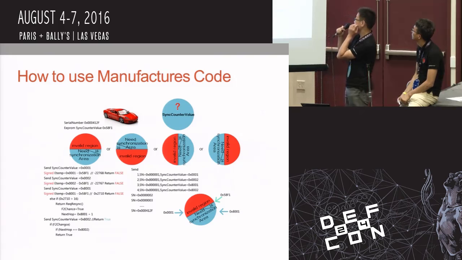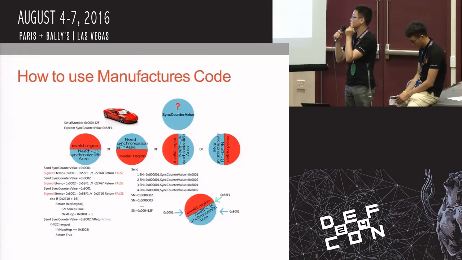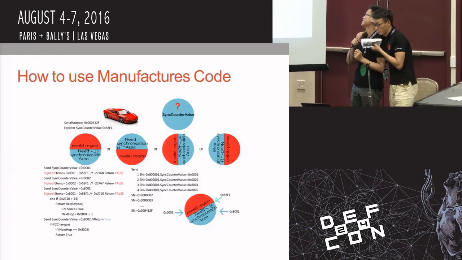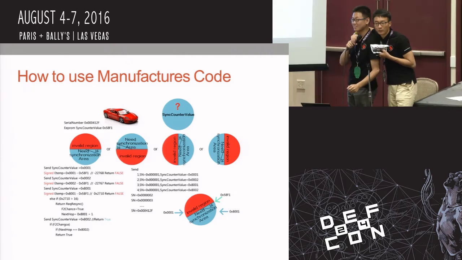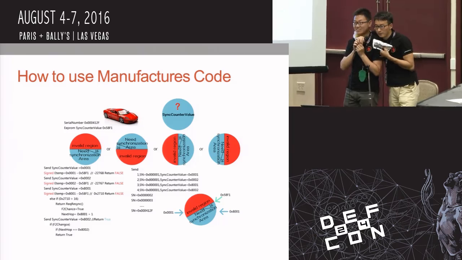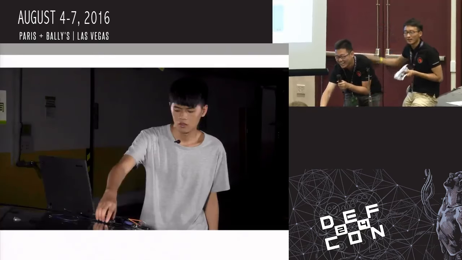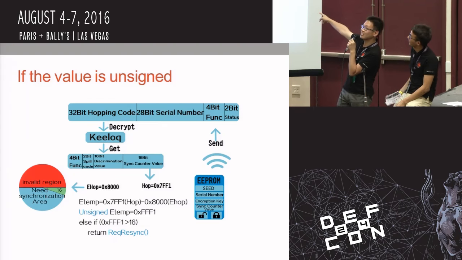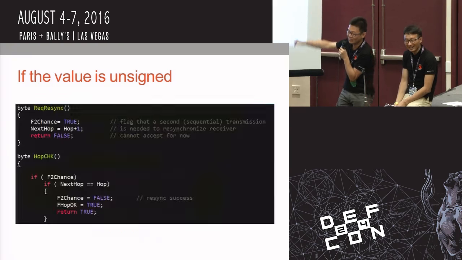Then, how to use the manufacturer's code. If we know the serial number, how do we get the serial number? We could just capture the signal once. Let's talk about the format of the data. Remember in the previous graph that the sync counter is sent in plain text, right? Does everybody remember that? Okay, in plain text. Here it is. So we just listen once and we will get the serial number.